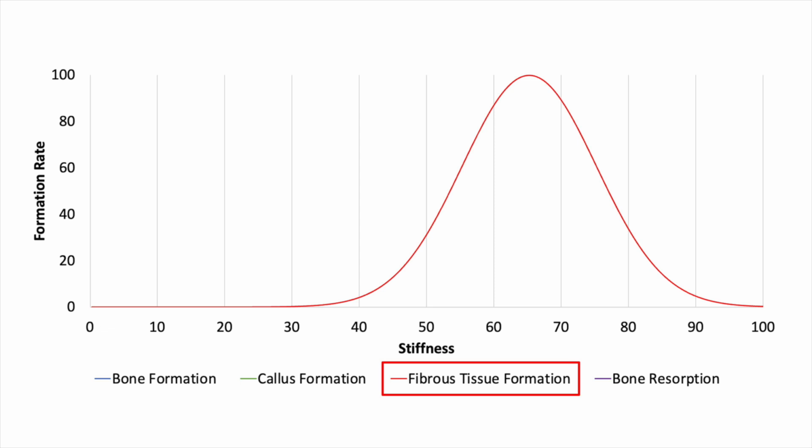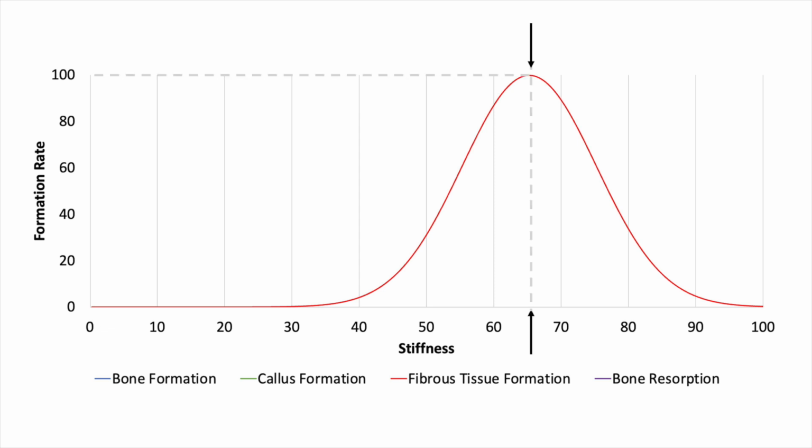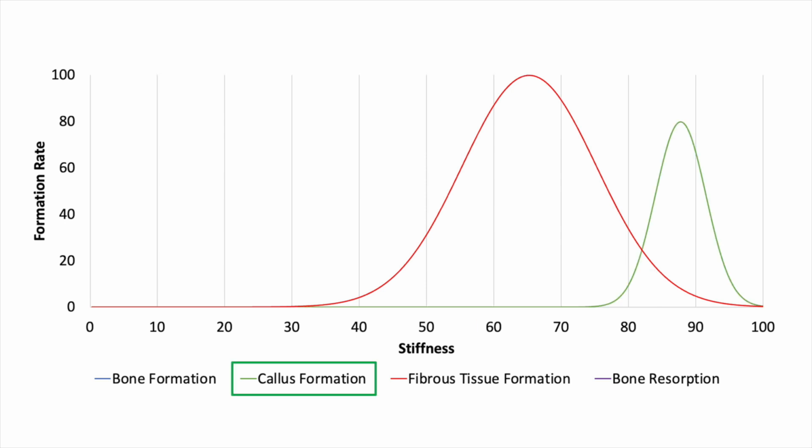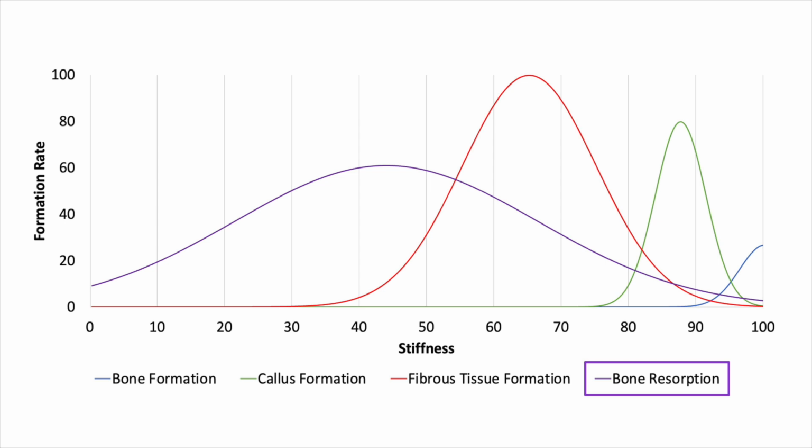But notice that the tissue forms fastest at a specific level of stiffness. However, at stiffness levels outside of the optimal range, such as when the environment is too stiff or not stiff enough, the formation rate of the fibrous tissue drops off. This is also true for the other tissue types. At higher levels of environmental stiffness, callus is preferentially formed. And at the highest levels of stiffness, bone is preferentially formed. At low levels of stiffness, when there's a lot of motion, bone actually gets resorbed. This can be seen clinically when the screws are toggling and a snow angel shadow appears around the screw.